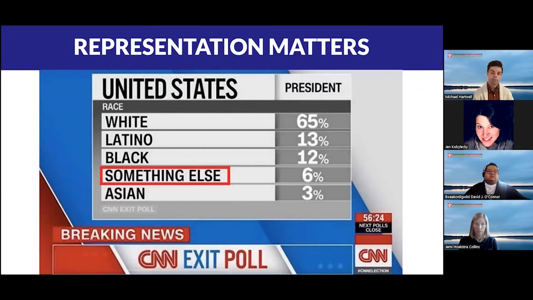Representation matters, folks. So when they did an exit poll after the presidential election a couple years ago, they were breaking down different demographics. And so myself and other groups of people were put into the "something else" category. I don't know about you folks, but being called "other" is bad sometimes. It is. But to be called "something else," literally, that's a huge, huge example of how identities can be taken out or not even be seen.